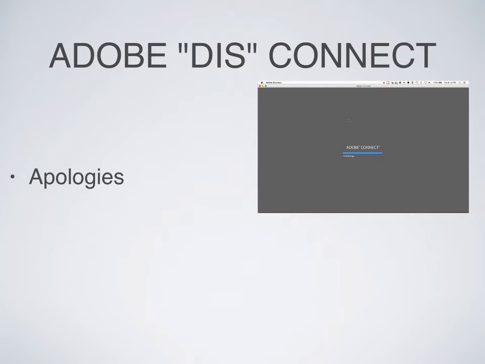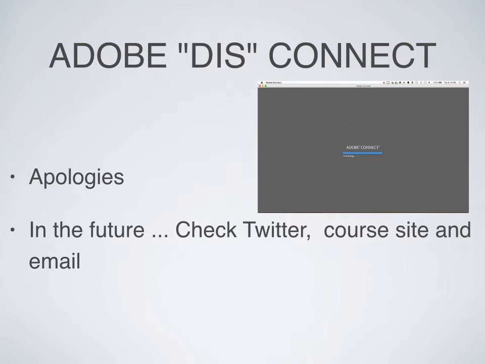I have submitted a ticket to IT for them to investigate, and hopefully it will be resolved before our next class. If there are any issues going into our next class, then I will definitely send a message out to the group and let people know. In the future, if anything like this happens again, I would suggest you check Twitter, the course site, and emails. Those are the three channels that I use to communicate that I wasn't able to get back into the Adobe Connect room.